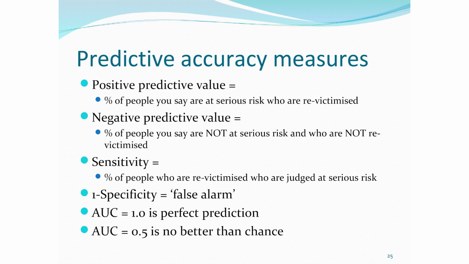The other thing you need to know is we have this special measure called the area under the curve, AUC. If you get a 1, that's perfect prediction. No one ever gets a 1. If it's 0.5, you're basically doing no better than chance. So these are the results for female victims in relation to physical violence.